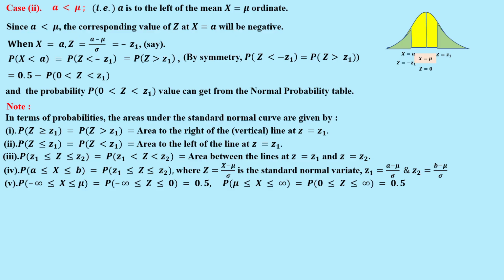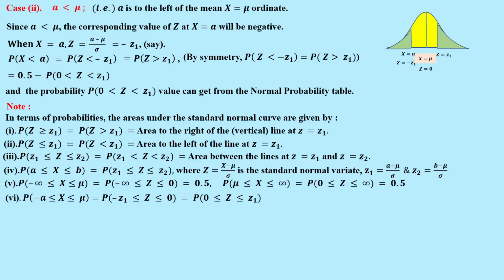Probability of minus infinite less than or equal to x less than or equal to mu is equal to probability of minus infinite less than or equal to z less than or equal to 0, that is equal to 0.5, right? That is the left side area. Similarly, the right side area, probability of mu less than or equal to x less than or equal to infinite, is equal to probability of 0 less than z less than infinite, and the value is 0.5.